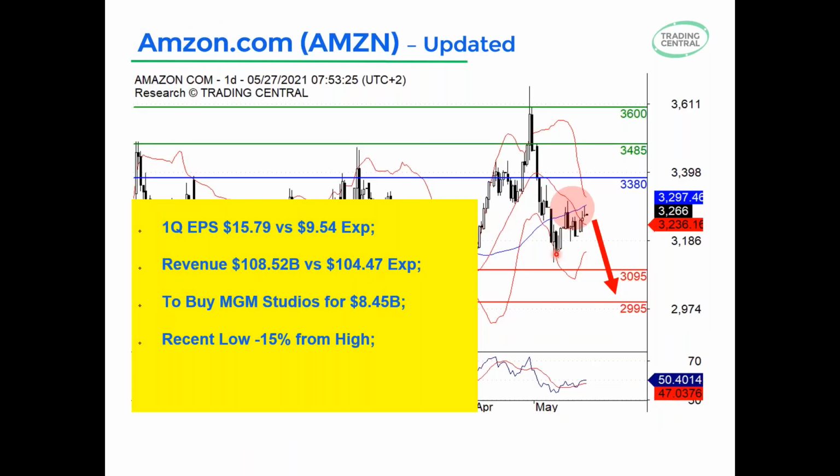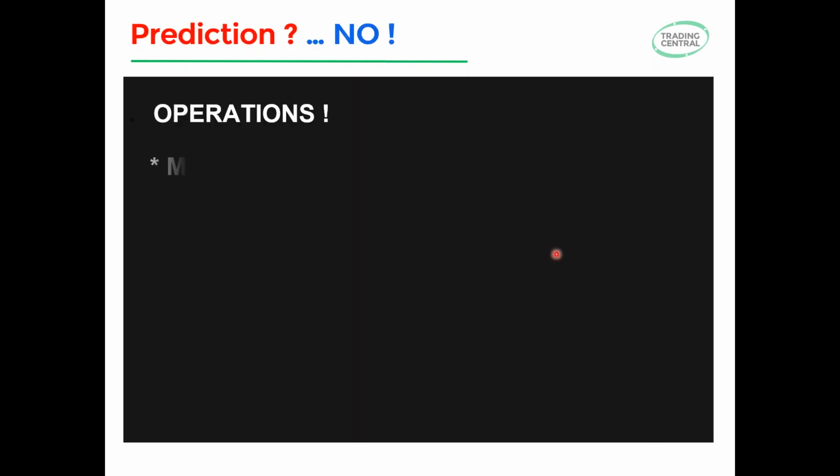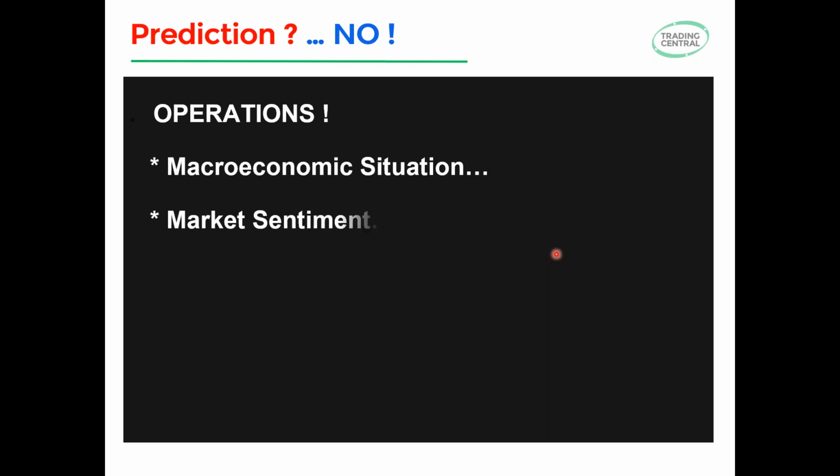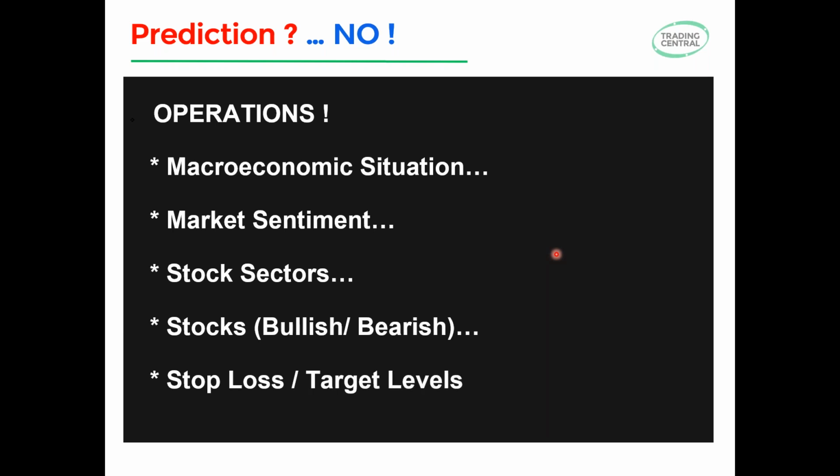In Amazon, we broke two upside targets. But I didn't tell you how to treat the targets. Normally, when we break the first target, we take 50% profit. When it breaks the second target, we will take further profit, and leave the remaining amount to float, increasing or decreasing. Down to the stop loss level, we just stop loss. So this is operation, ladies and gentlemen.